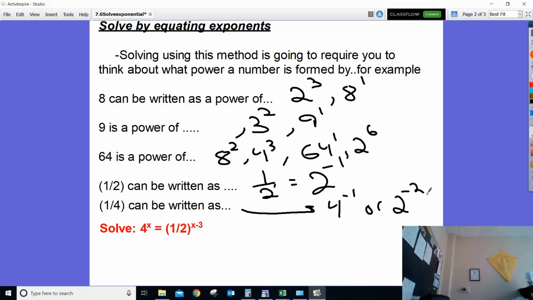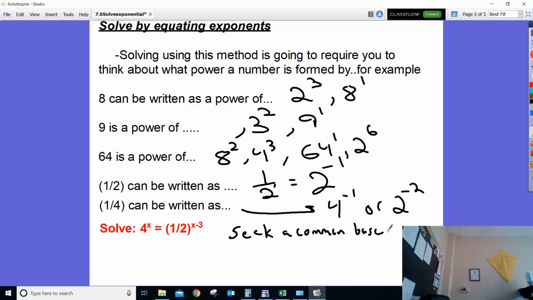So you look at your bases. You've got a 4 on the left and a 1/2 on the right. What's a common base? Nope. 2. That's kind of the idea here. We're going to seek a common base. Actually, you could use 4. This one could be written as 4 to the negative 1/2 power. You could use a 4, no doubt about it. And the common base here is 2.